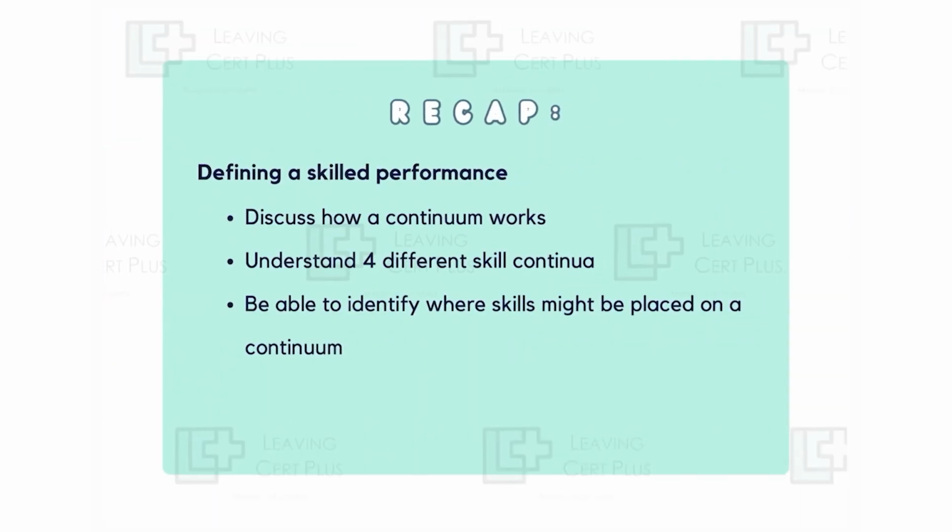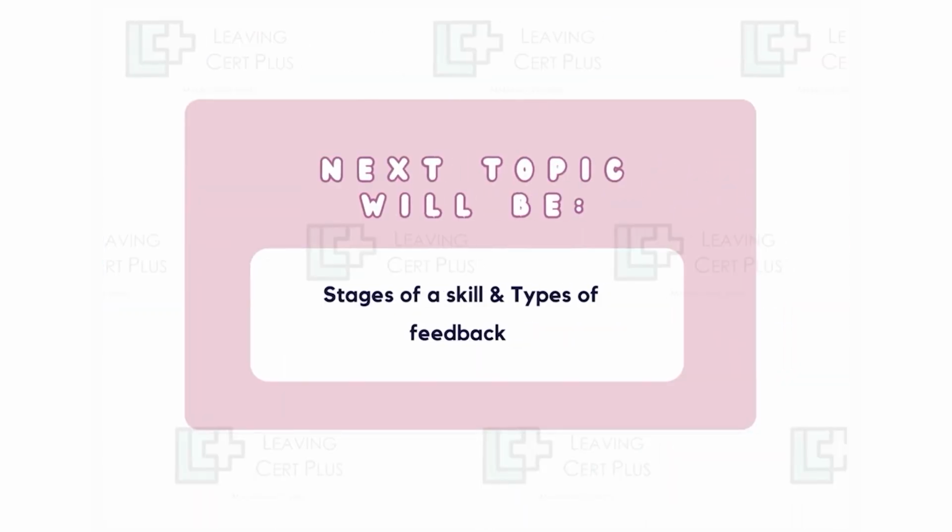Okay, so we discussed how a continuum works. We talked about 4 different skill continua, and then hopefully we're now able to identify where skills might be placed on each of those continua. Next topic will be stages of a skill and types of feedback.